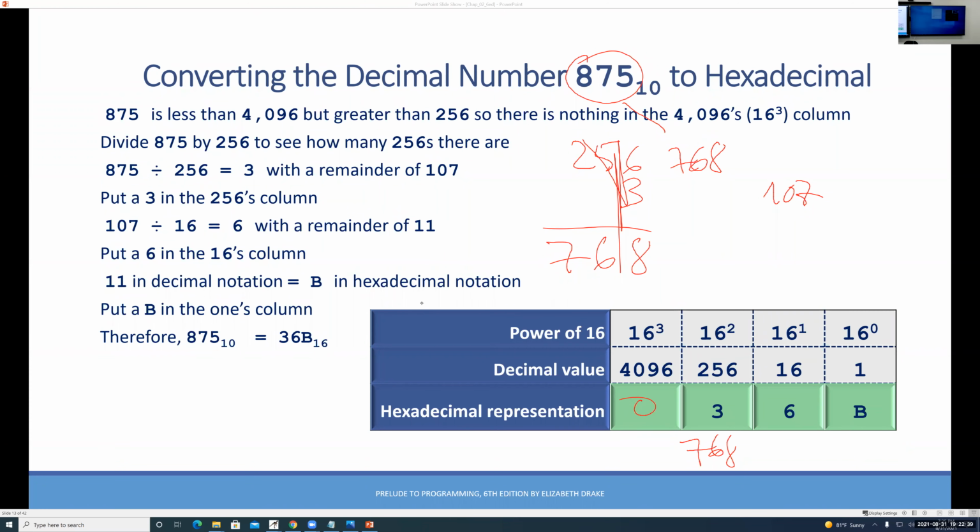You have 107 left. You move to the next one, to the right. In order to make up for 107, you need 6 times of 96. So this one you have 96. And the last one, you have 11 left. 11 means you have B here. So that's why when you convert 875 to hexadecimal, you have 36B here.